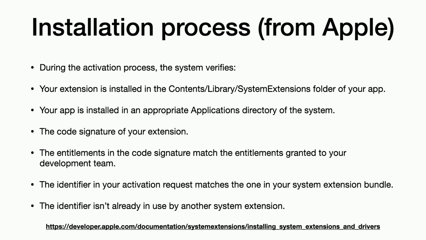Moving on. The identifier in your activation request matches the one in the system extension bundle, and the ID isn't already in use by another system extension. I did this once also. This is easy to do when you're in development, because when you're in Xcode, you're building and running, and then you go to install it from the App Store, and you've got conflicts that you've created. So you have to clean up your build directories.